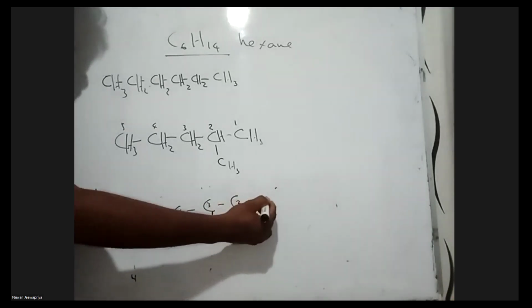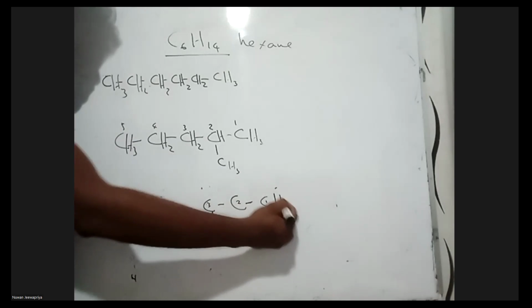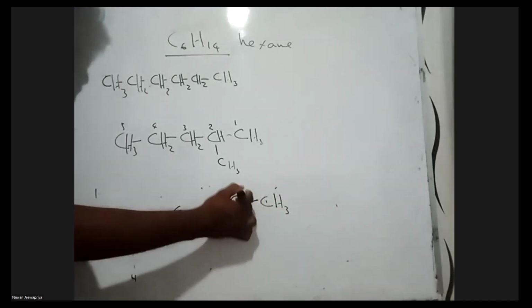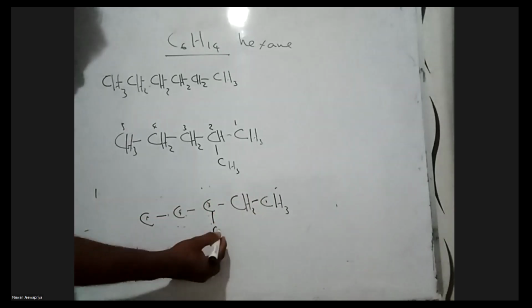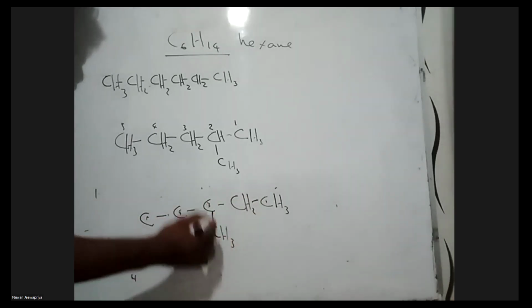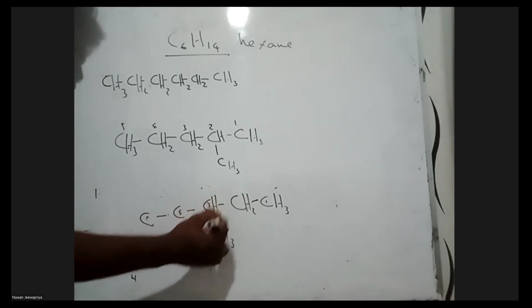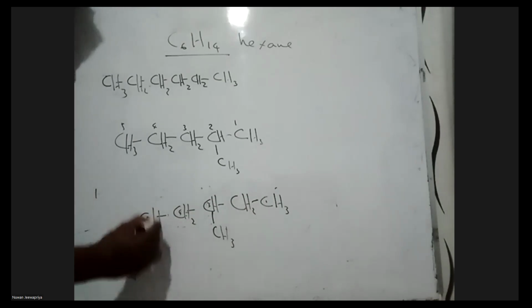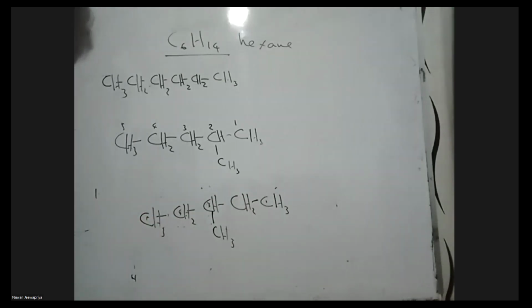This carbon has already 1 bond, so another 3 vacancies. This carbon has 2 bonds, so another 2. This carbon has 1 bond, 3 vacancies. This carbon should have 1 hydrogen only. This carbon, 2 hydrogens, and this carbon, another 3 hydrogens. Then I can draw another isomer for this one.